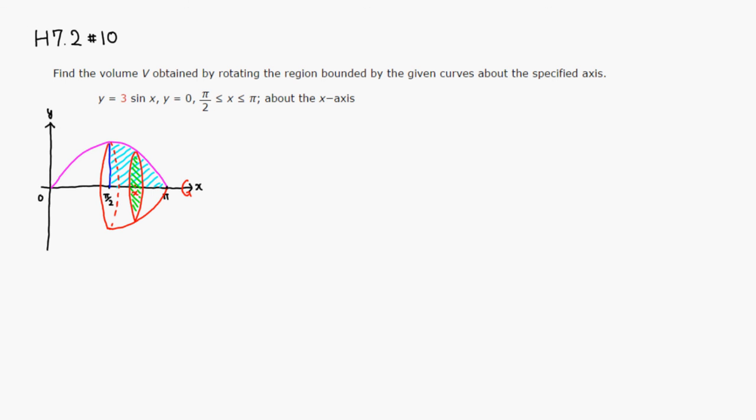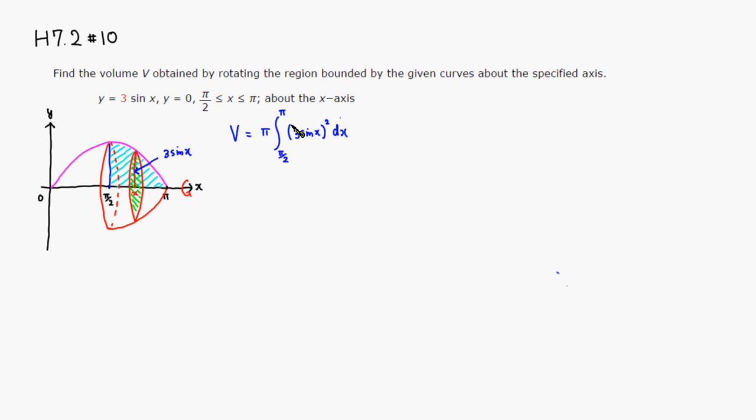So let's set up the volume. Volume V is equal to, disk method, so you have a pi here. The region starts from pi over 2 and ends at pi. Then we need a radius squared. In this case, the radius is just the distance between the x-axis and the graph of 3 sine of x. So this is going to be just 3 sine of x right there. So we have pi r squared, so 3 sine of x squared, and we're doing that with respect to x.